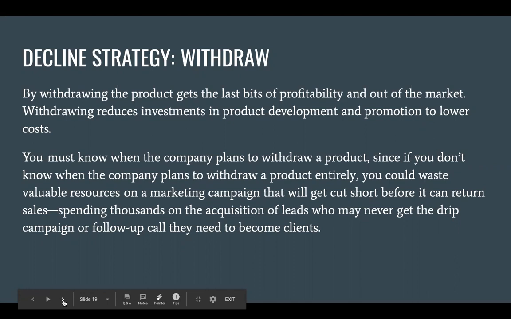So you must know when your company plans to withdraw a product, since if you don't know when the company plans to withdraw a product entirely, you could waste valuable resources on a marketing campaign that will get cut short before it can return sales, spending thousands on the acquisition of leads who may never get the drip campaign or a follow-up call they need to become clients. So basically, let's say you spent $500,000 on a 5-second ad during the Super Bowl. And then your company the next day is like, ooh, we're going to get rid of the product. And then you're going to be like, what? Because you just like lost all that money, basically.